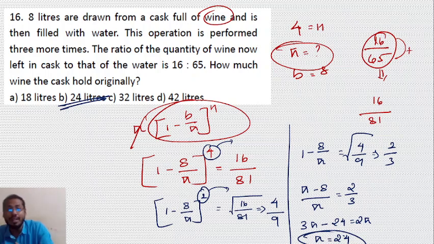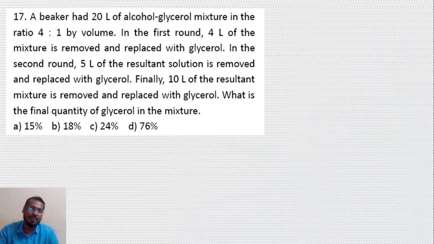Slowly listen to this. You can watch it once again, because it is a recorded video, it will help you to solve these kinds of problems. And look at this, a little bit of a big problem, but it is very easy. A baker had 20 liters of alcohol glycerol mixture in the ratio of 4:1 by volume. In the first round, 4 liters of the mixture is removed and replaced with glycerol. In the second round, 5 liters of the resultant solution is removed and replaced with glycerol. Finally, 10 liters of the resultant mixture is removed and replaced with glycerol. What is the final quantity of glycerol in the mixture?